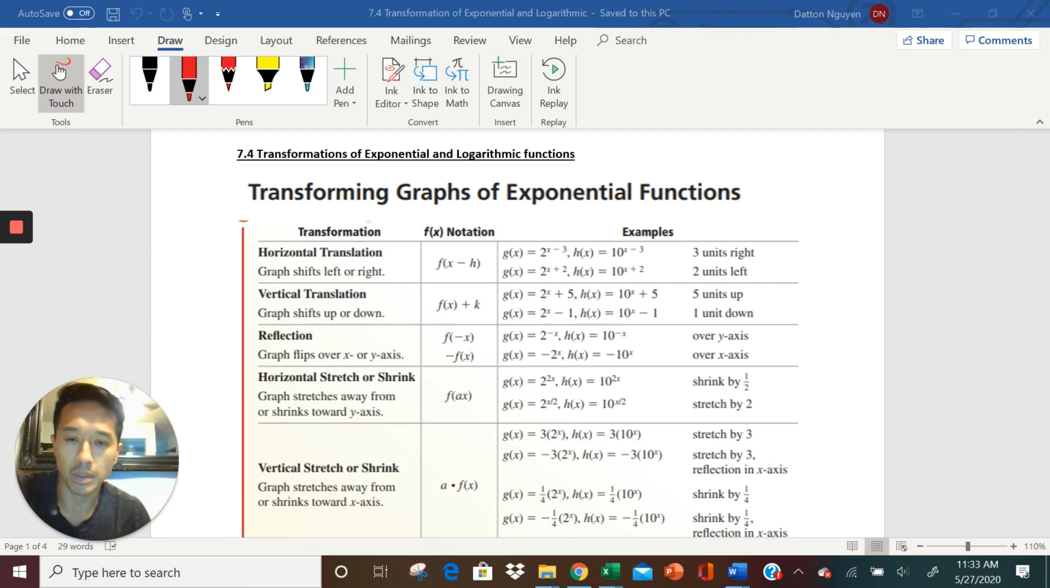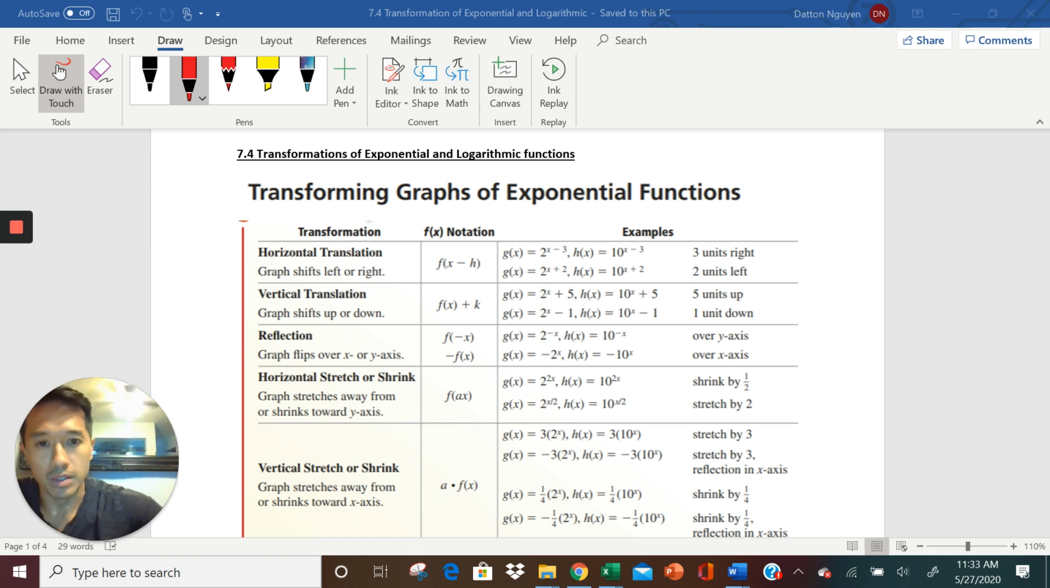Go over some 7.4 on transforming graphs of exponential functions and logarithmic functions. The rules still look the same from other lessons that we've done before about transformations. So I'm going to go straight to the problems.